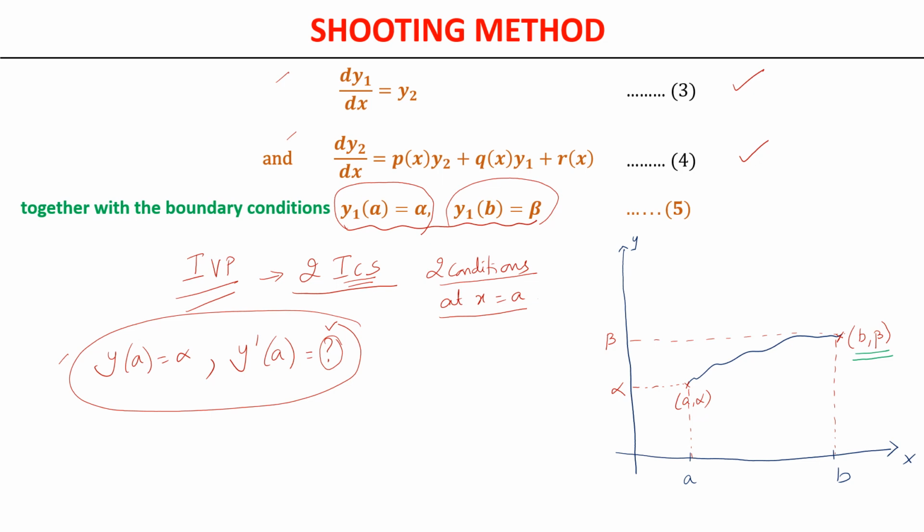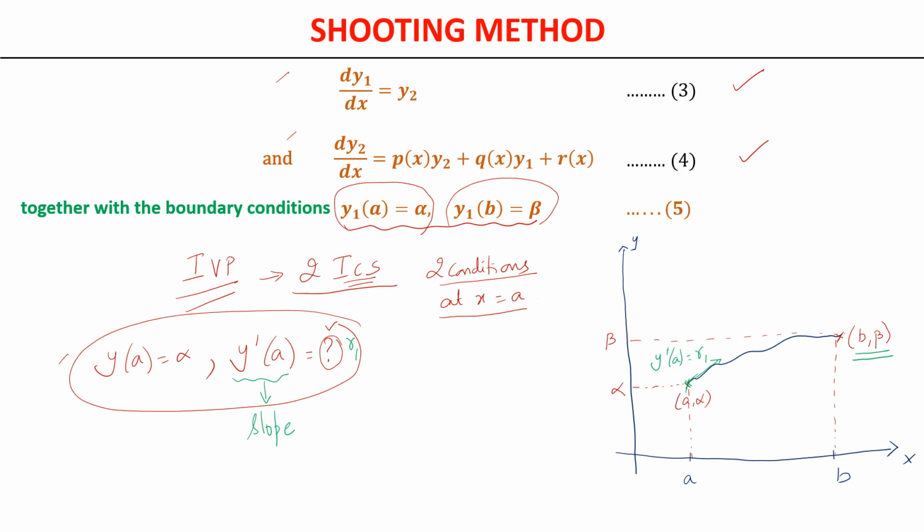So what I need to do is, from the point a comma alpha, I choose a slope. I'm sure everybody is aware that when I talk about y dash of a, it is talking about the slope at the point a. So we shall take a slope at the point a comma alpha, call it y dash of a equal to gamma 1. So I assume it to be gamma 1, and then I do the entire problem. That's called, in the shooting method language, I shoot by taking y dash of a equal to gamma.